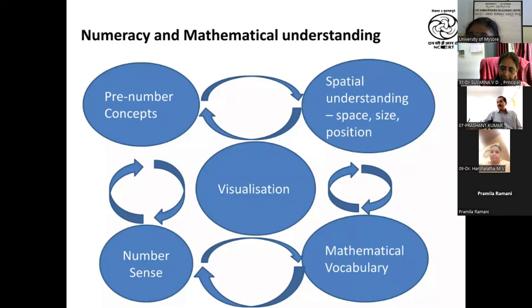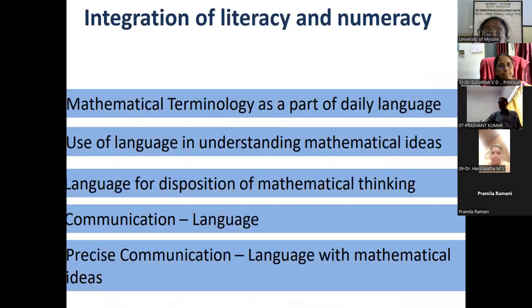Okay. And what will we get? What is that? Let us not say that. We will have to say, what is the product? What is the quotient? This is mathematical literacy according to me. Only if this is correct, the language will be correct. They have to have the number sense. So mathematical terminology as a part of daily language, and we have to have communication and precise communication.